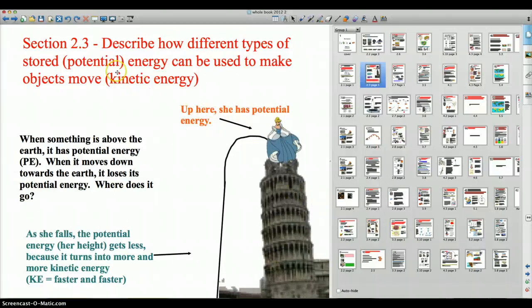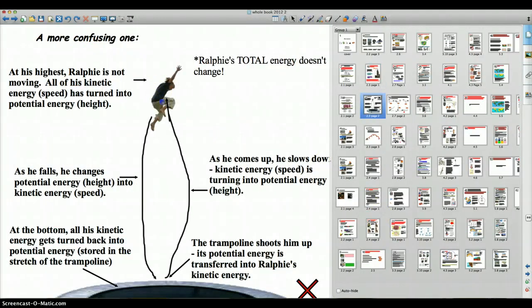A special type of energy conversion can be a potential turning into kinetic. Up here she has potential, but as she falls, the potential energy turns into kinetic energy. By the time she hits the ground, all of her potential is turned into kinetic, and she's going as fast as she can. As this person comes down, potential is turning into kinetic, but as he goes back up, kinetic is turning back into potential.